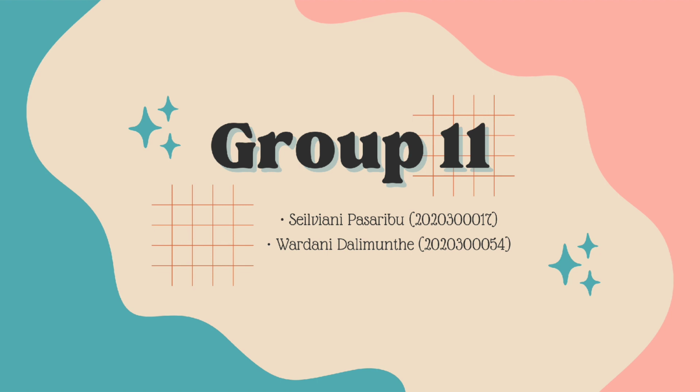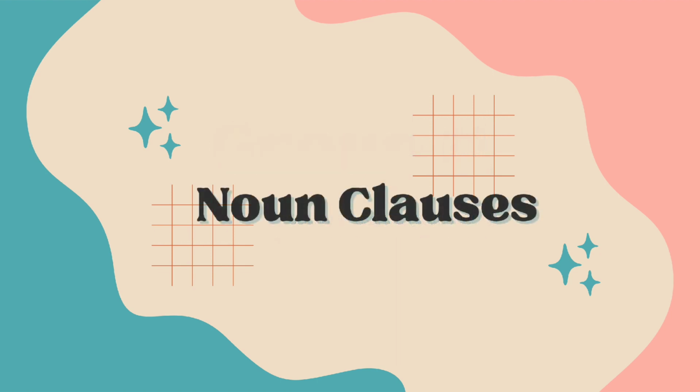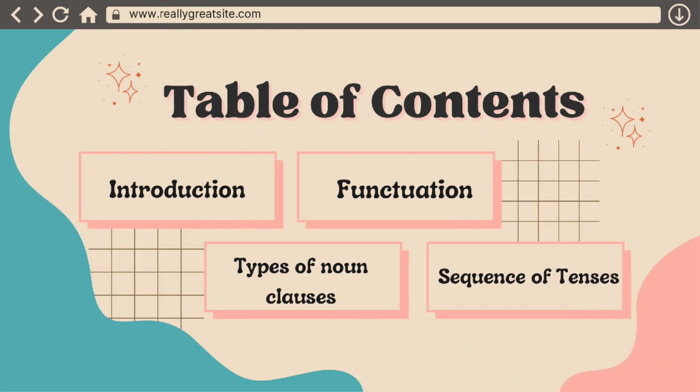We will discuss noun clauses. So, what are we going to talk about regarding noun clauses? First is introduction. The second is types of noun clauses. The third is punctuation. And the last is sequence of tenses.